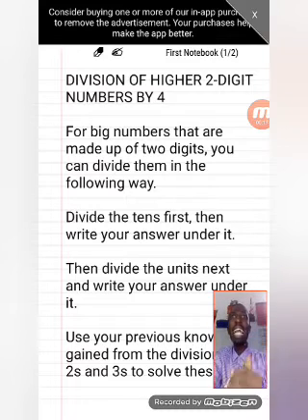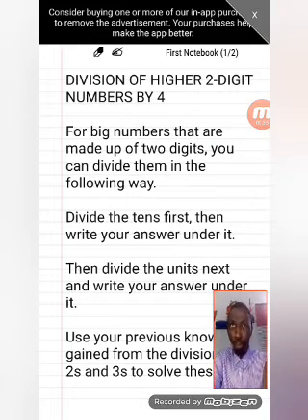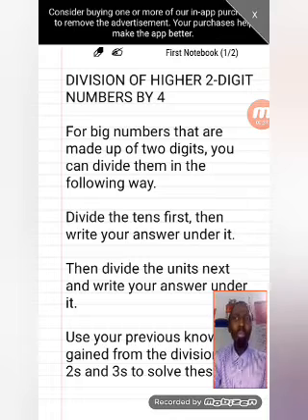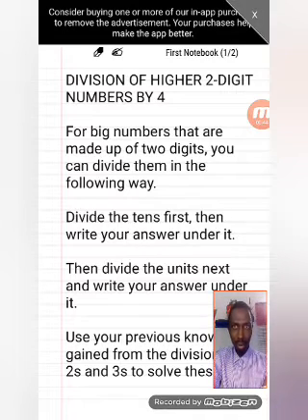Now, divide the tens first. You know tens and units. The number at the tens place value, divide it first before you divide the one in the units place. But you don't just divide it alone. You count. You divide the figure at that tens place value, then you write your answer under that place value of the tens.